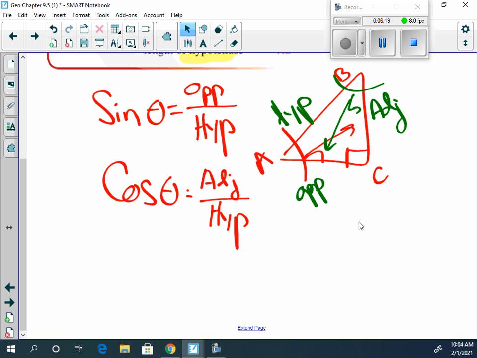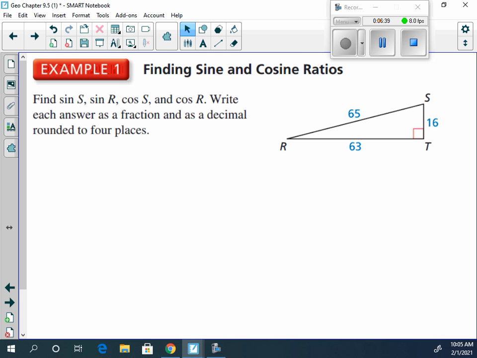Questions on this here so far? We good with this here? Yes, yes. So really, opposite and adjacent is going to depend on what angle we're looking at, because it's going to change depending on the angle. Okay. Find sine of S, sine of R, cosine of S, and cosine of R, and write each answer as a fraction and as a decimal, rounded to 4 places.